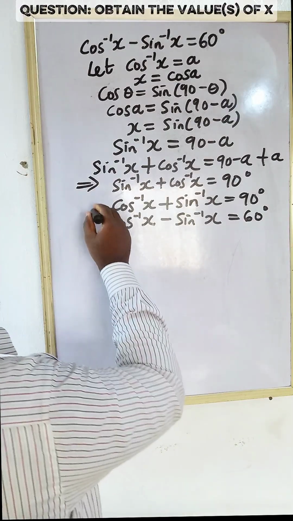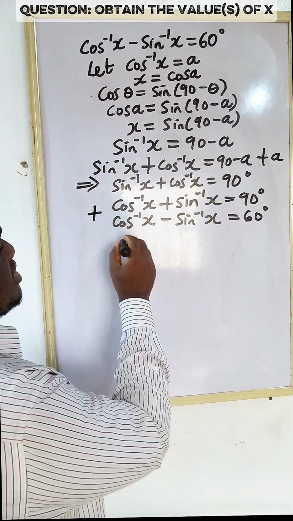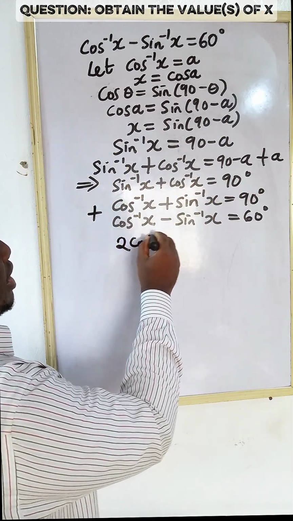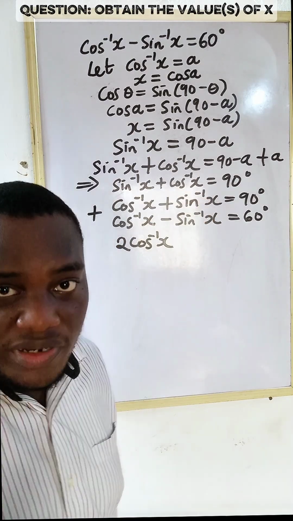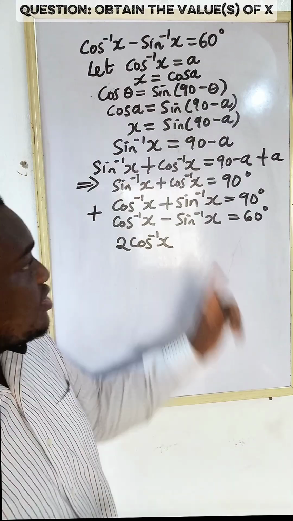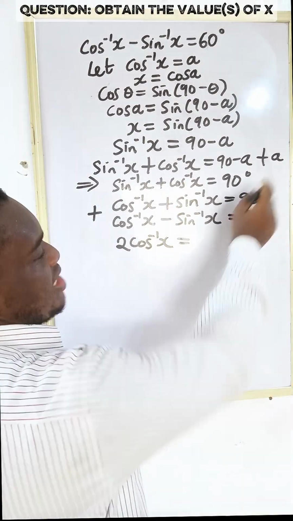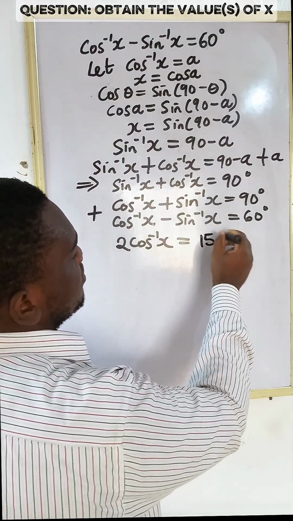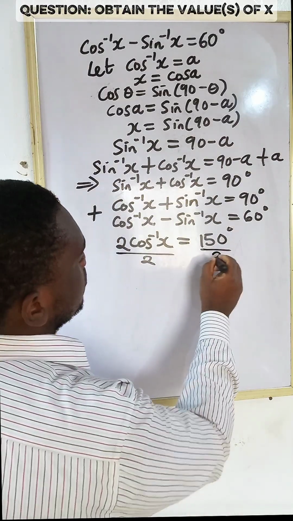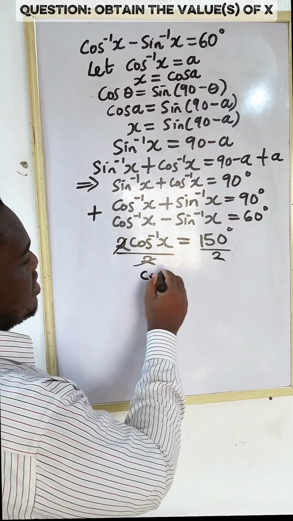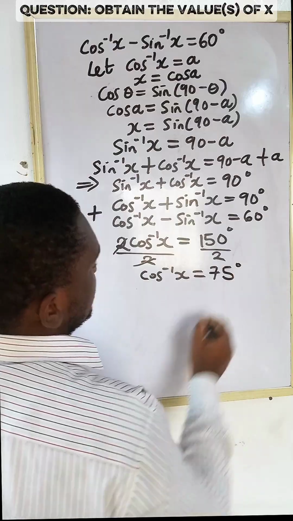Okay, so if I add these two equations, I should get 2 arc cos x. Of course, the arc sine x terms are eliminated because you're adding up the same thing with different signs. Equals, adding this side up also, you get 150 degrees. Okay, dividing both sides by 2, arc cos x is equal to 75 degrees.